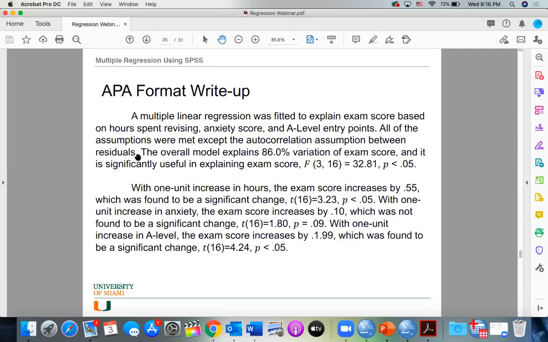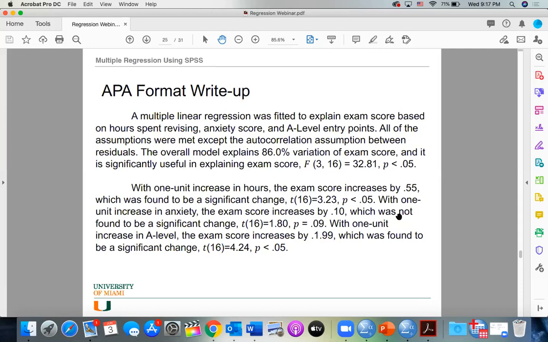Okay, so we talk about the model, we talk about the variables in the model, we talk about the assumptions, then we have to move to the results. So the overall model explains the R-squared value of variation of exam score, and it was whether significant or not. And in our case, it was significant, useful in explaining the dependent variable. And here's the F value, first degrees of freedom, second degrees of freedom, and the F value, which was found to be less than 0.05, or the p-value was less than 0.05.